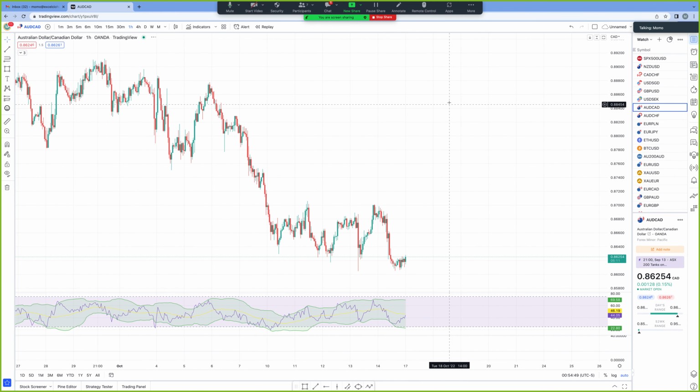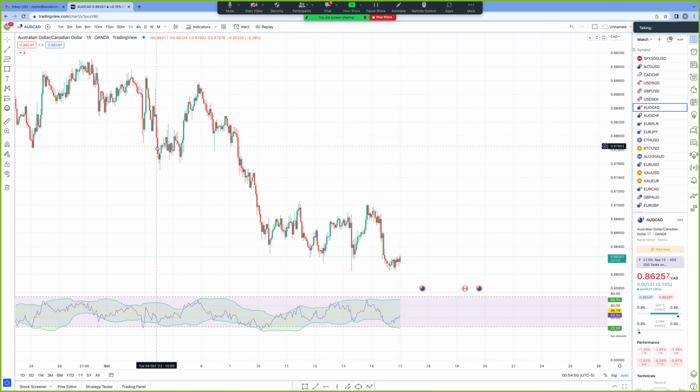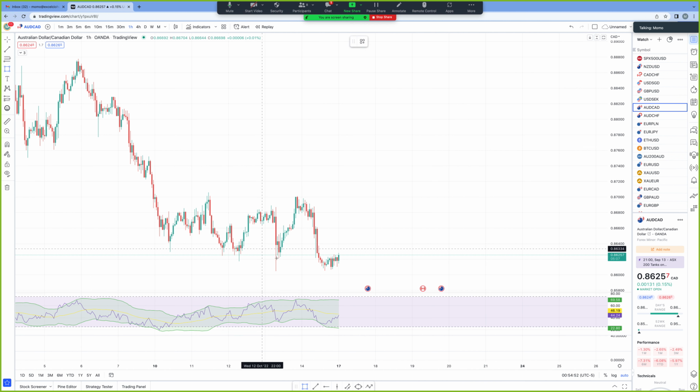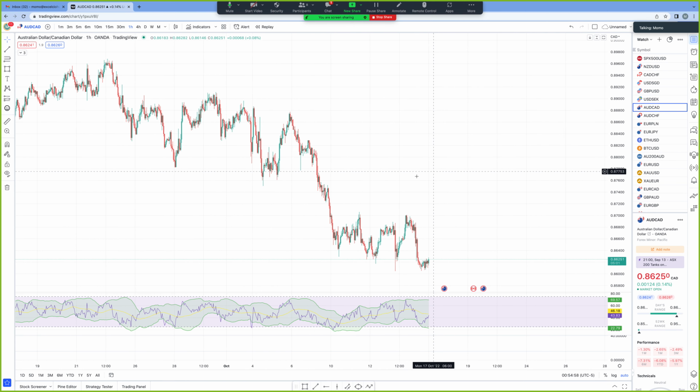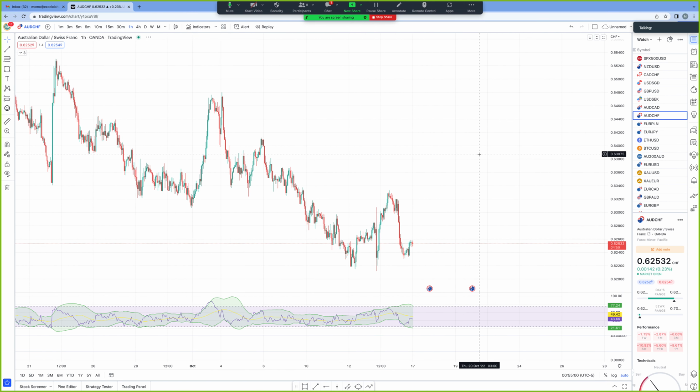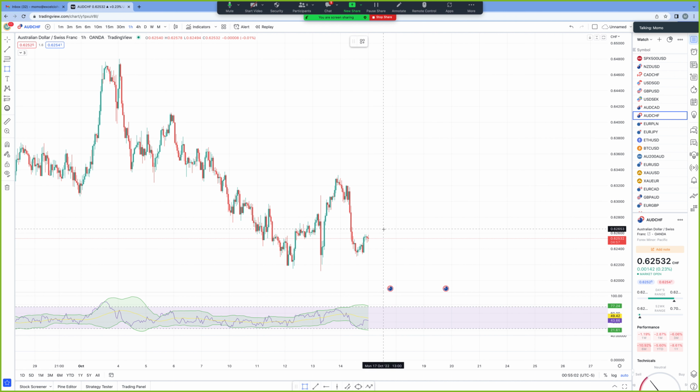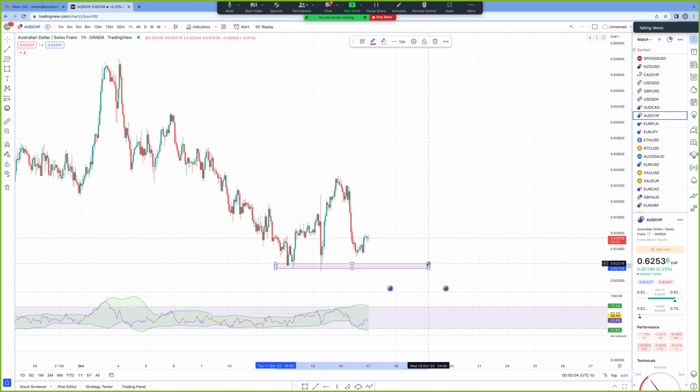Nothing too clear, but a bit of chop. USD CAD, we see price breaking this zone, but we don't have a clean break right here, so we'll ignore that. Leave that for now. It's just range in here. AUD CHF, we will mark up on this pair here, however, but we'll break and retest there.